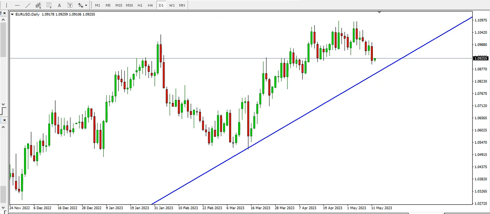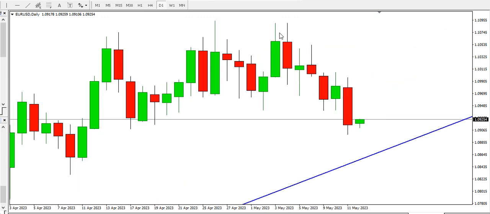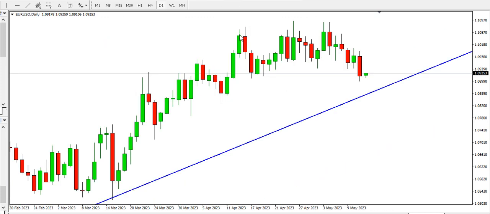We have a bullish trend on the daily time frame, but in the last 2 or 3 weeks, we can see price forming a top. We can see the break of more like a head and shoulder pattern, a retracement or reversal pattern.